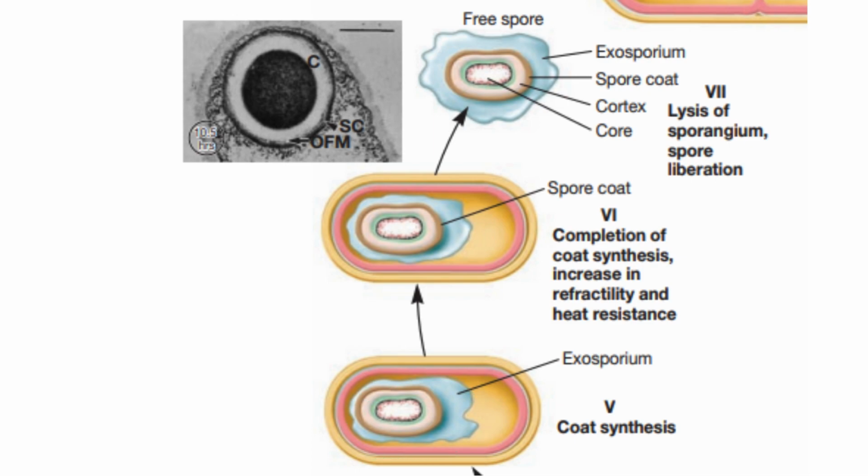Stage 4. Protein coats then are formed around the cortex. Stage 5, and maturation of the endospore occurs. Stage 6. Finally, lytic enzymes destroy the sporangium, releasing the spore. Stage 7. Sporulation requires about 10 hours in Bacillus megaterium.